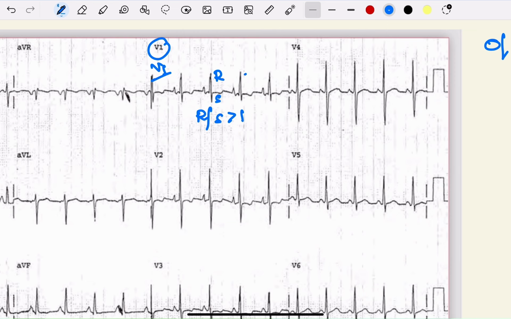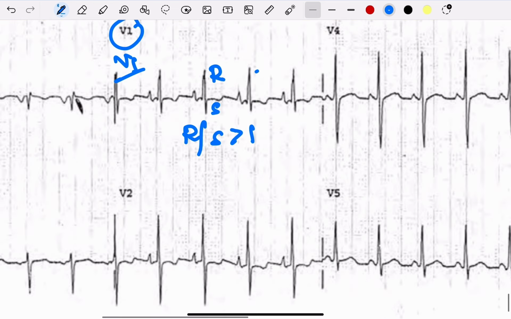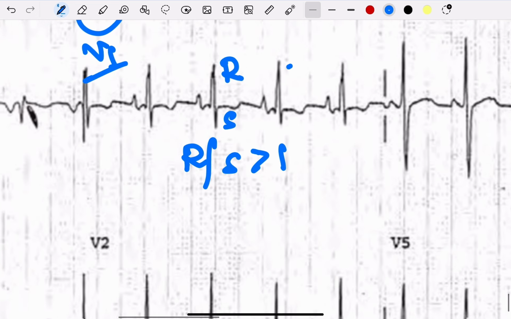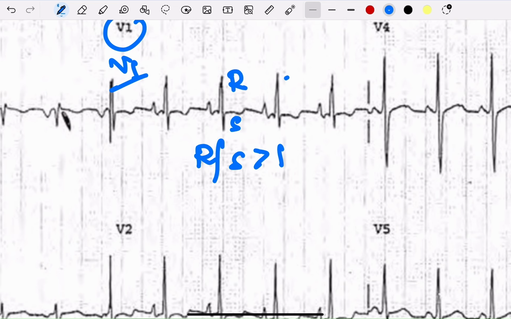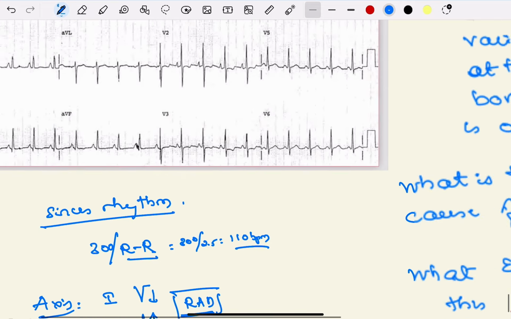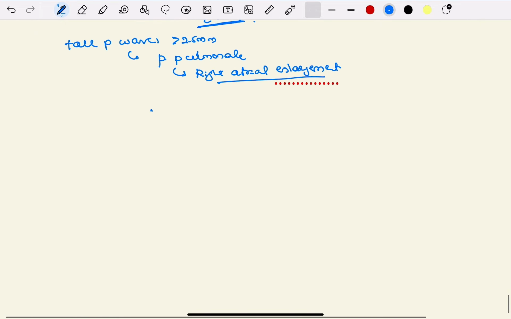Usually in V1, the S wave is more predominant than the R wave. Usually you see an rS pattern in V1, but here there is an Rs pattern, with a capital R. That means a dominant R wave in V1. Right atrial enlargement is again evidenced by enlargement of the initial positive aspect of the biphasic P wave in V1. Normally we get a biphasic P wave. Biphasic means both components, positive and negative, in V1.